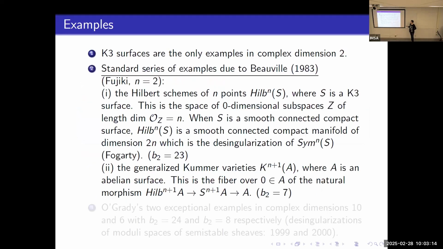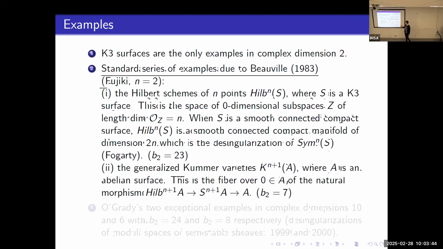So in higher-dimensional geometry, we don't have too many more examples. We have examples coming from Hilbert schemes of n points on K3 surfaces. This is a compact hyperkaehler manifold. Or you can do something similar to construct a generalized Kummer variety. Instead of taking a K3 surface, you just take an abelian surface.